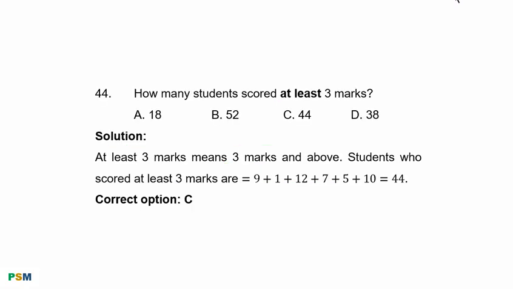Question 44. How many students scored at least 3 marks? Solution. At least 3 marks means 3 marks and above. From the table, students who scored at least 3 marks, that is from 3 to 8, you add the number of students and you have 44 of them. The correct option is C.